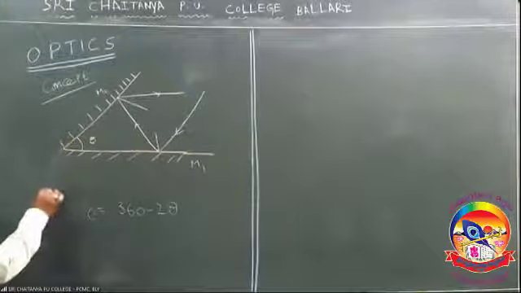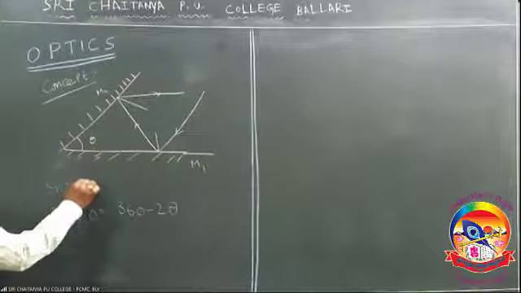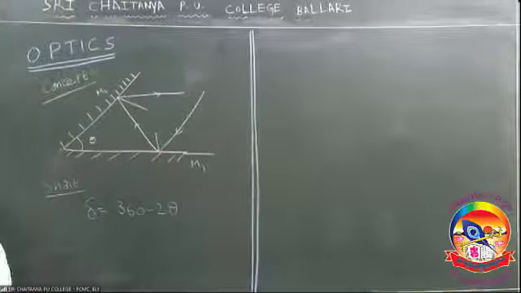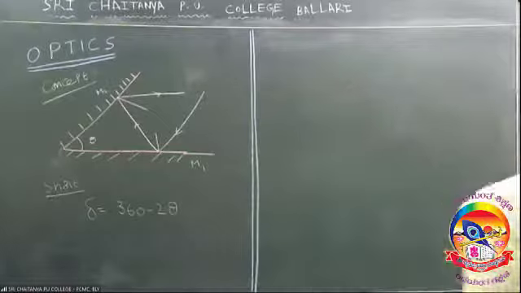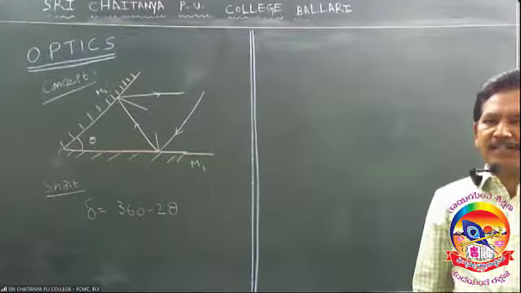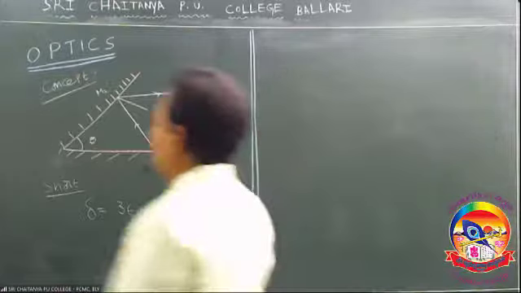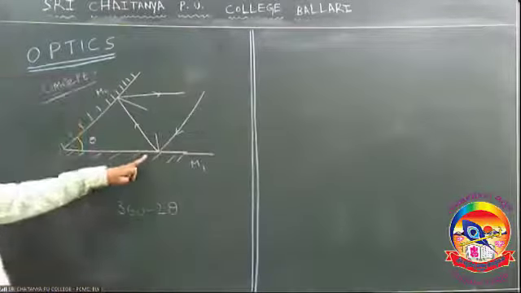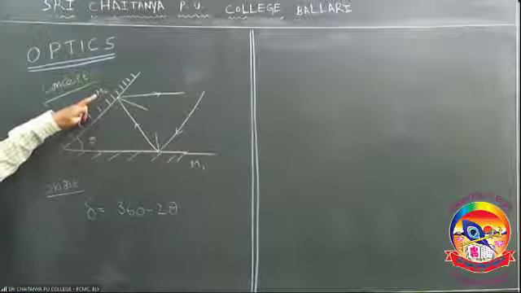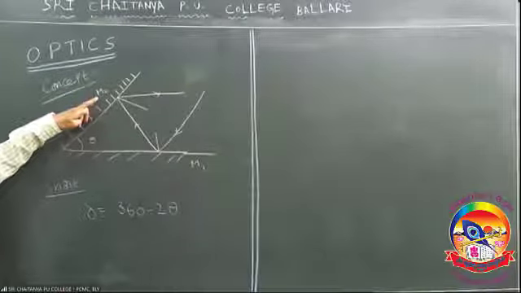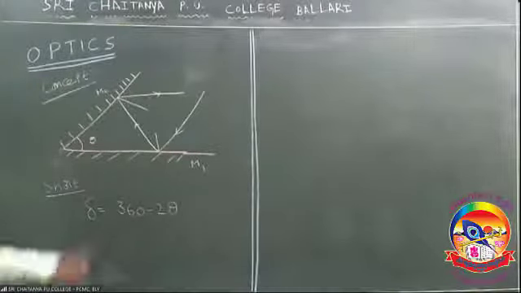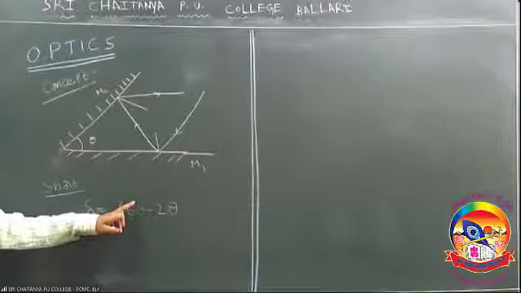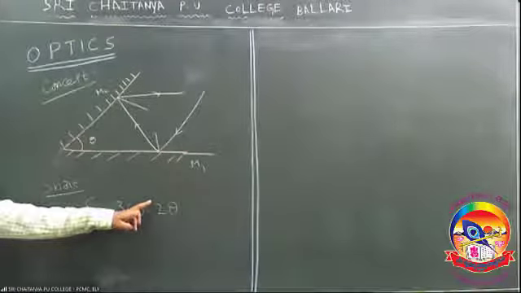Shortcut formula. Two mirrors which are inclined at an angle theta. Two successive reflections take place. First reflection on mirror M1. Second reflection on mirror M2. Total deviation, net deviation after two reflections. What is the shortcut? Total deviation is 360 minus 2 theta.